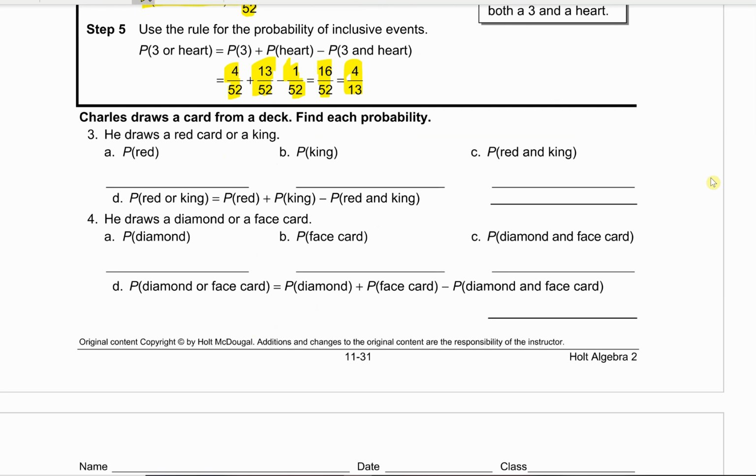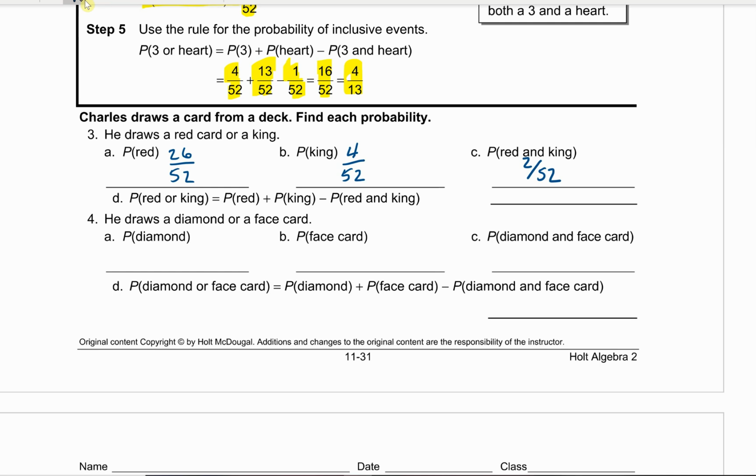So the probability of drawing a red is 26 out of 52. Half the deck is red, right? Probability of a king, there are 4 kings, 4 out of 52. How many red kings are there? That's 2 out of 52. All right, so we've got all our probabilities here.